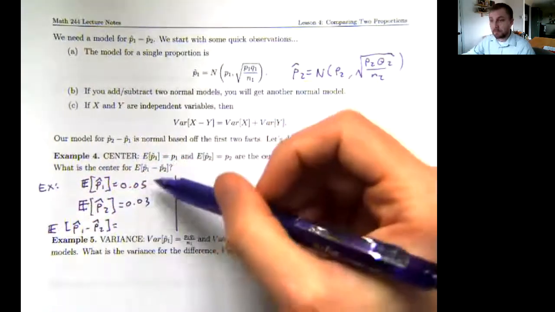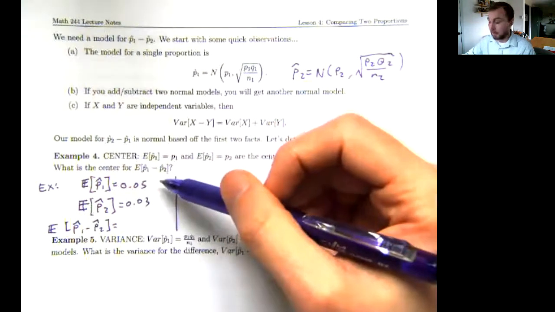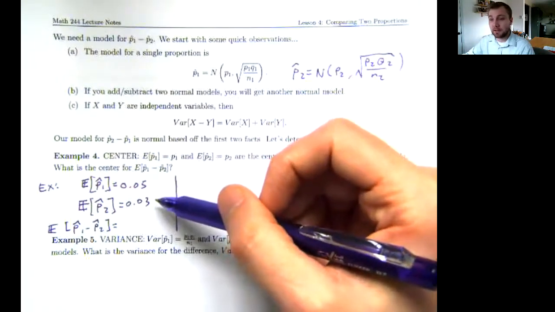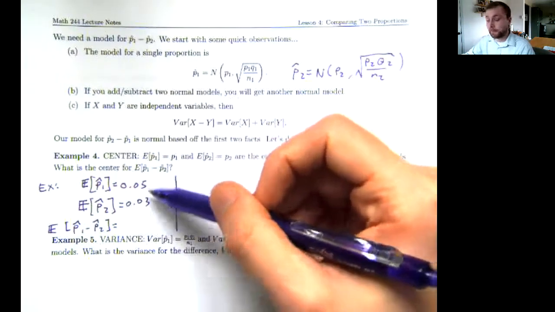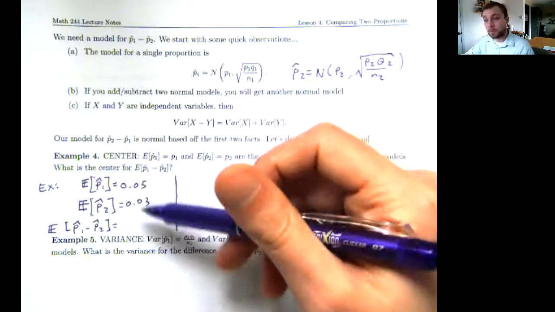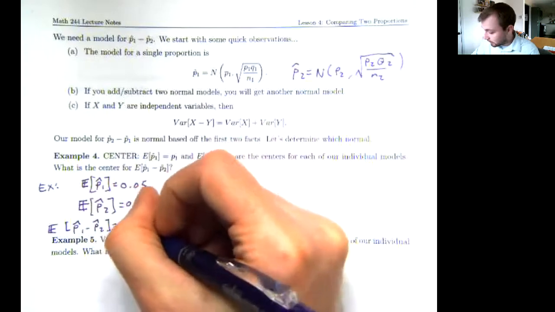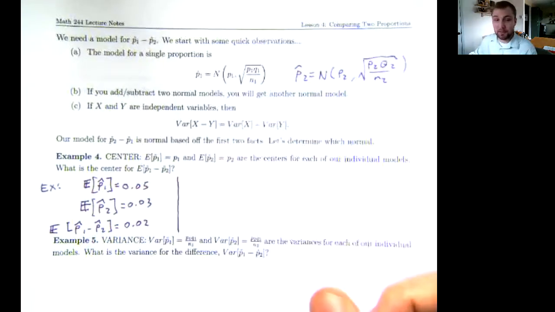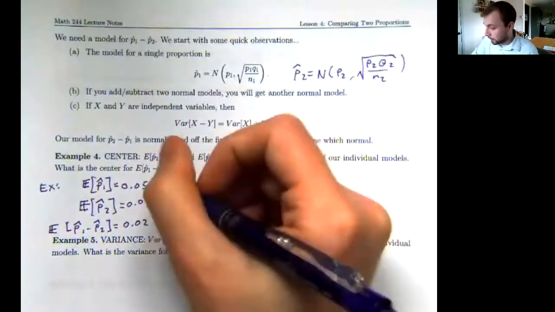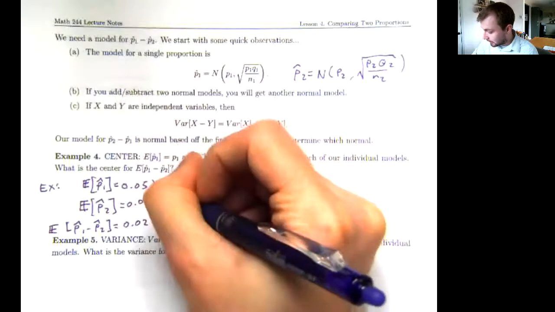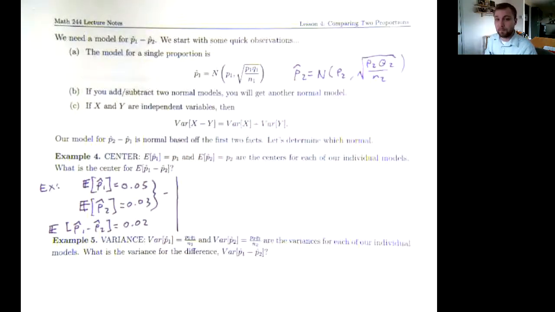Well, I expected it to be 5 for the first. I expected it to be 3 for the second. So I expect the difference between these groups, that's what the subtraction does. It tells me the difference. I expect the difference between them to be 2%. And how did I get that? Well, I literally just took these two numbers and I subtracted them.